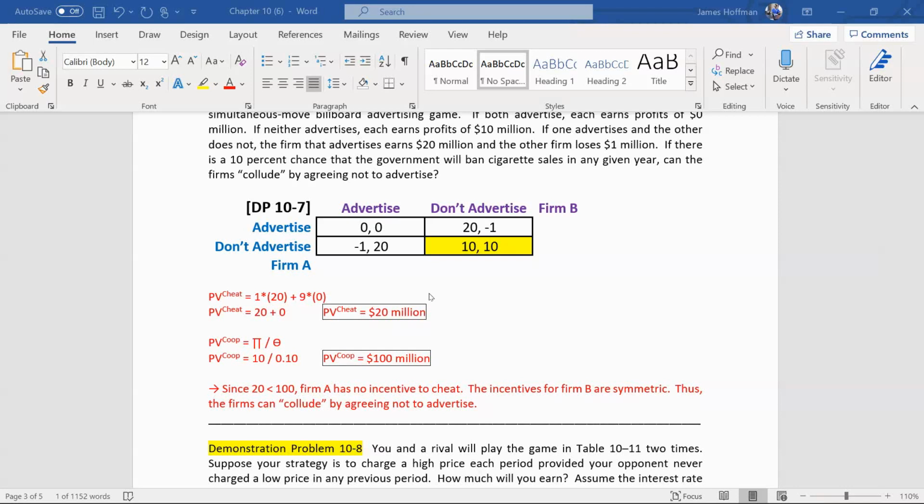Okay, so you have to do that for the cheating scenario because the payouts are different.